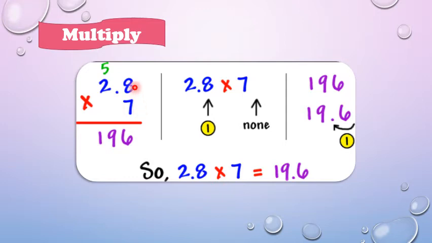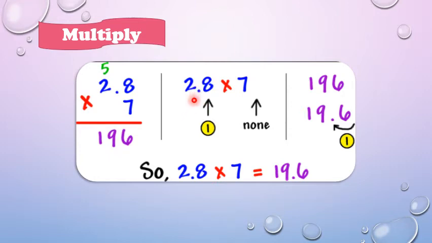7 times 8 equals 56. I'll write 6 and carry 5. 7 times 2 equals 14. 14 plus 5 equals 19. Step number 3. Write the decimal point in the correct place.